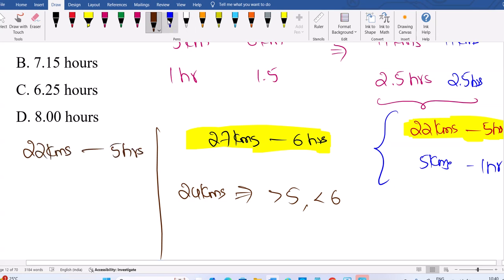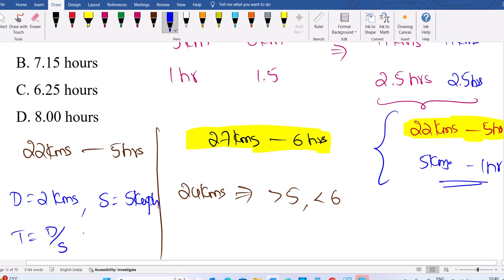Now, what is the scenario? The distance pending is 2 kilometers. Your speed is 5 kilometers per hour. Next, 5 kilometers you can travel in an hour. Now, what is the time taken? Time is distance by speed. 2 by 5. The next 2 kilometers you want to travel, speed is 5, so 2 by 5 of an hour.